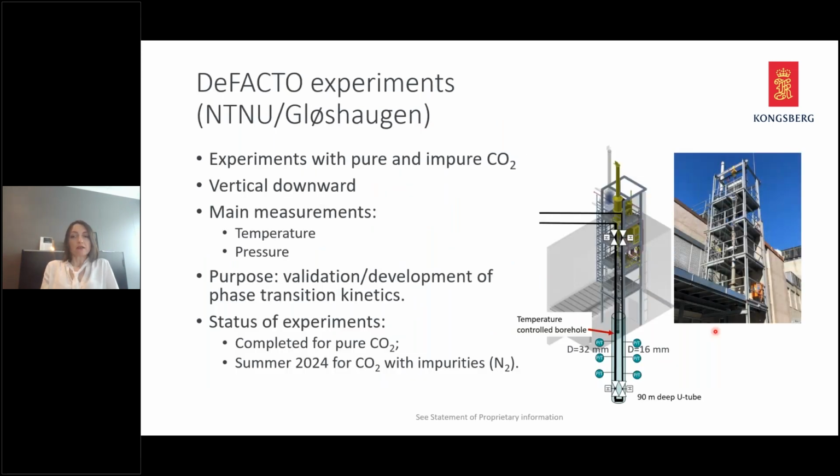As I mentioned in the slides presenting the CO2 Flow project, the development is either based on or validated using the De Facto experiments. So you have here a schematic and a picture of the rig that is used for these experiments. We are here specifically interested in vertical downward flow, and we are measuring temperature and pressure. We have a bunch of experiments that are done on this De Facto rig. The experiments for pure CO2 are all completed, and we expect the experiments with CO2 with impurities to be completed this summer.